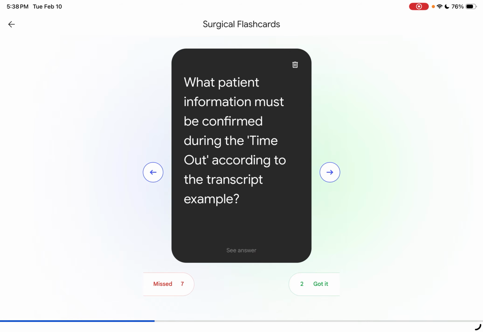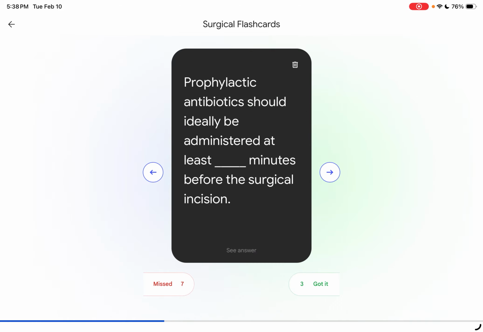Got it. So, during the timeout, that's something new. After the timeout, balik sa good to go.